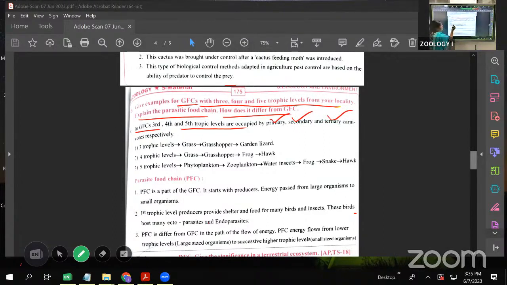See this one. In a 3 trophic level chain, what will be there? Grass. On the grass, the grasshopper depends. On the grasshopper, the garden lizard depends. Only 3 trophic levels are present. What about the 4 trophic levels?